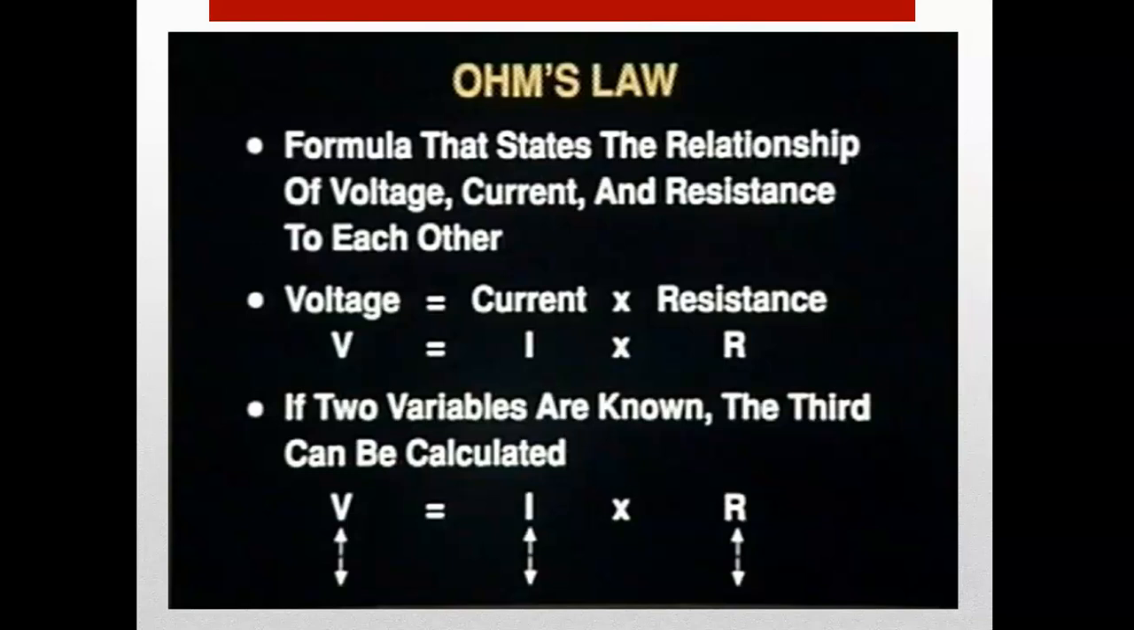All right, Ohm's law is basically just a formula that states the relationship of voltage, current, and resistance to one another. So voltage is V, which equals current, which is I, times resistance, which is R. And if any two variables are known, the third can be calculated. When the patient's pacemaker fails to stimulate a depolarization, we attempt to determine which of these components of Ohm's law the problem exists in. So is it a problem with voltage? Is it a problem with current? Or is it a problem with resistance?